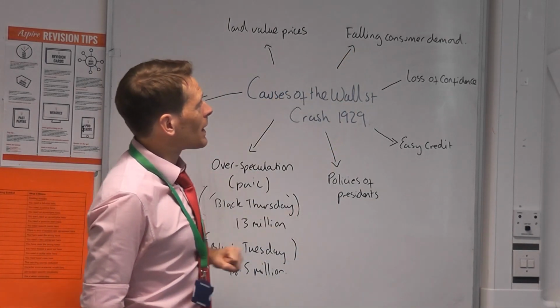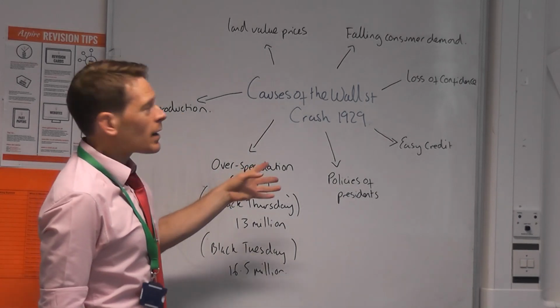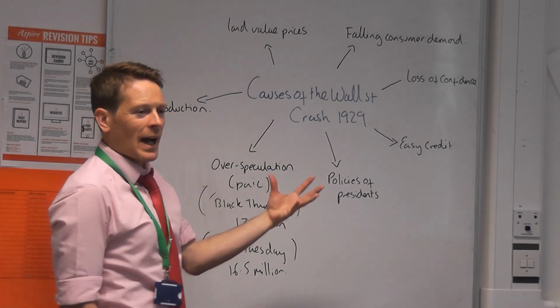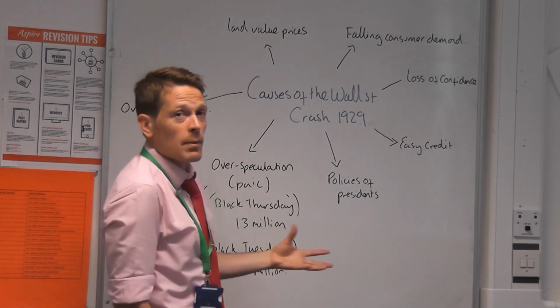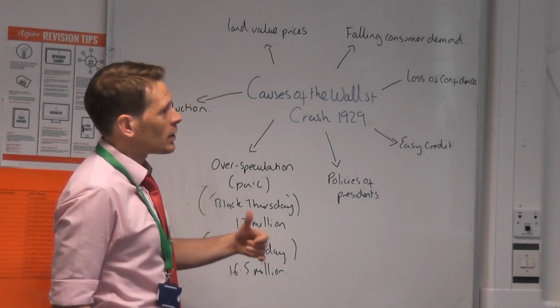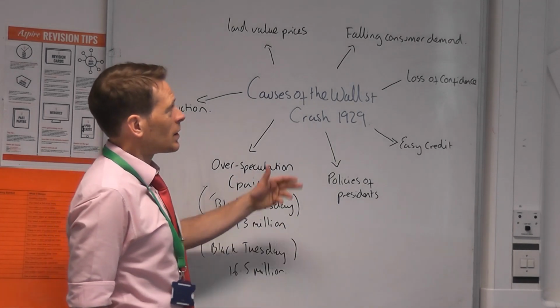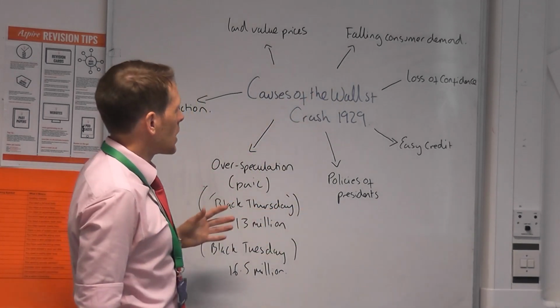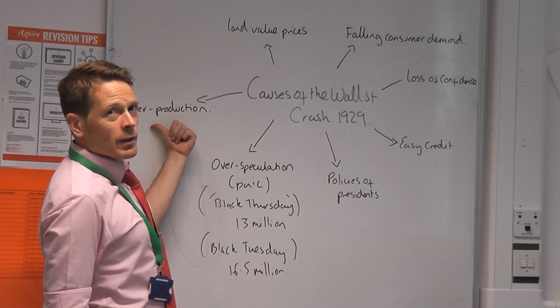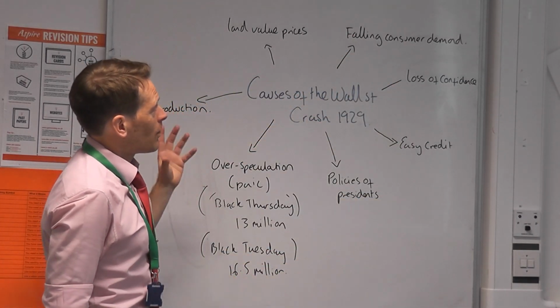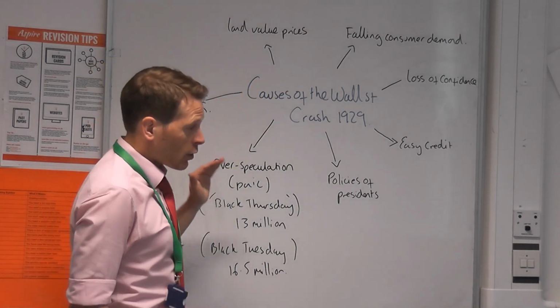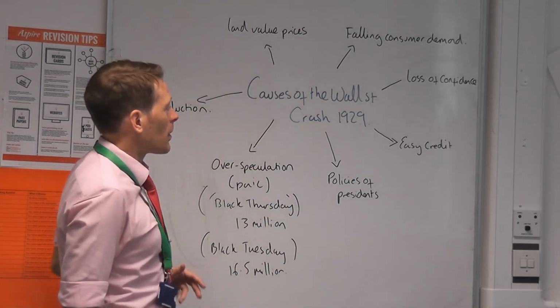Also, falling consumer demand is a huge one. By the end of the 1920s, basically everybody who could have consumer goods did have consumer goods. Other groups like black Americans, immigrants and the poorest people in society were not able to afford these goods, which meant there was a lot of overproduced stock that they weren't able to buy. So that consumer demand, which had caused the boom in the first place, started to drop.